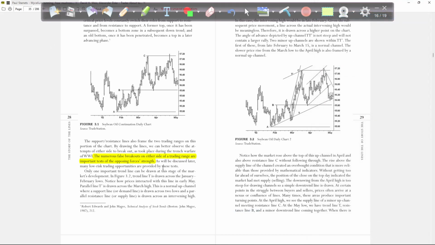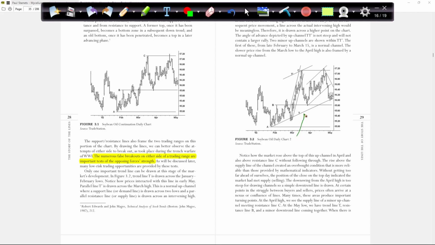As we will discuss later, many low-risk trading opportunities are provided by these tests. Only one important trend line can be drawn at this stage of the market's development. In figure 3.2, trend line T is drawn across the March high.